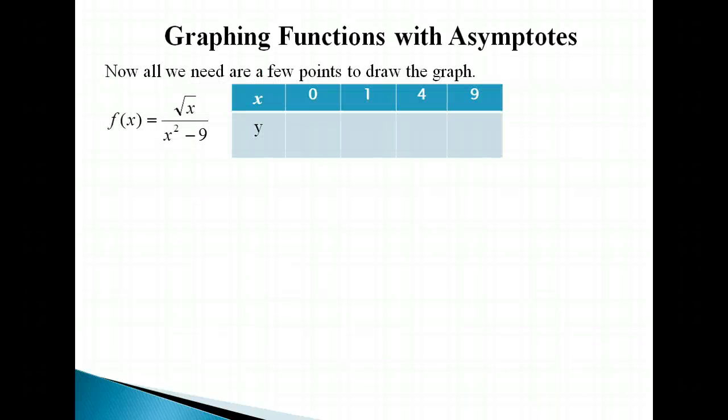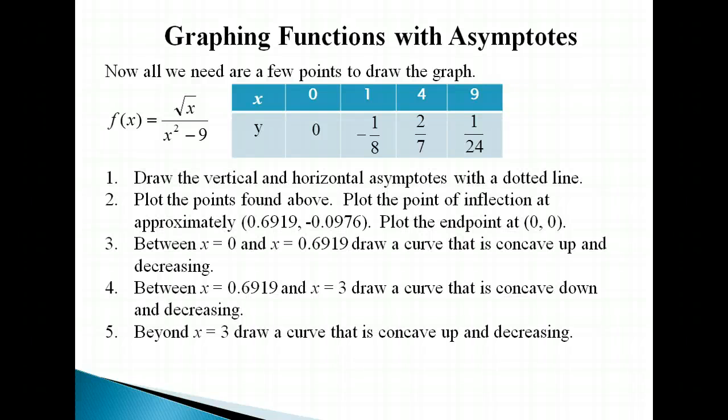Okay, so what we want to do now is plot a few points. So we have 0, 0 already, and then I chose 1 and 4 and 9. So you would want to plot those points. It shows you where your graph is anchored in what regions. Okay, so you're going to draw your vertical and horizontal asymptotes, use a dotted line, plot the points that you found, also plot your point of inflection and the endpoint at 0, 0.